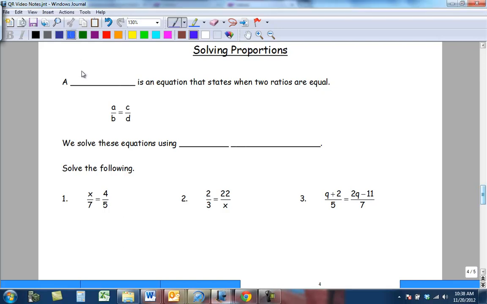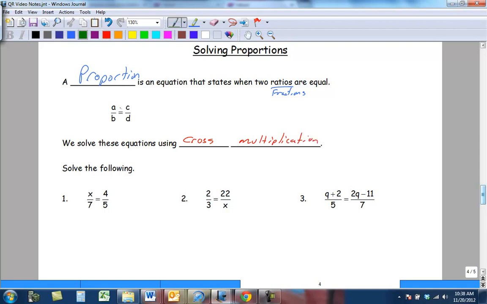Solving proportions. A proportion is an equation that states when two ratios are equal. Now, ratios are fractions. So that's what's happening here. A divided by B equals C divided by D. This is a proportion. Now, we solve these equations by using cross multiplication.